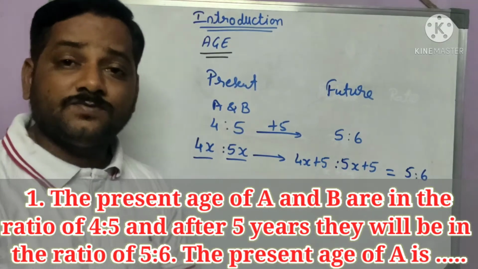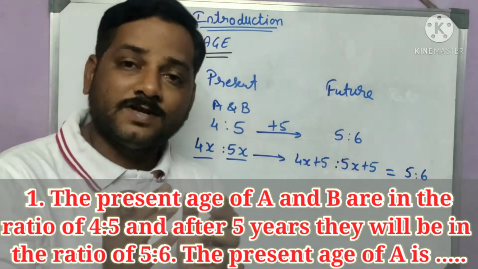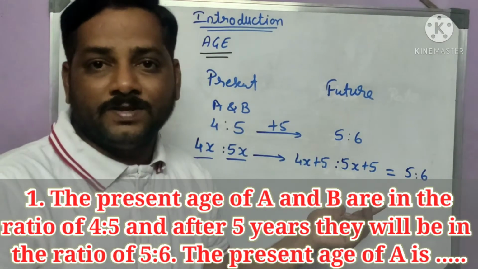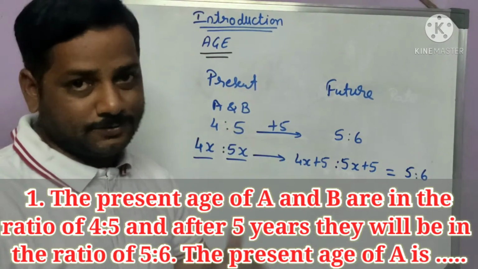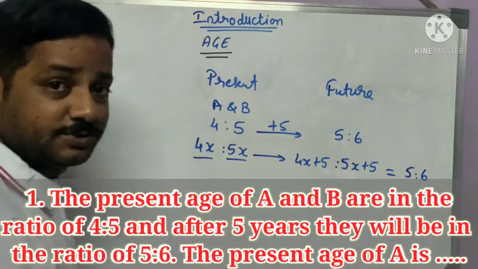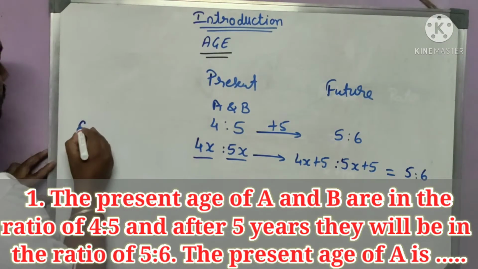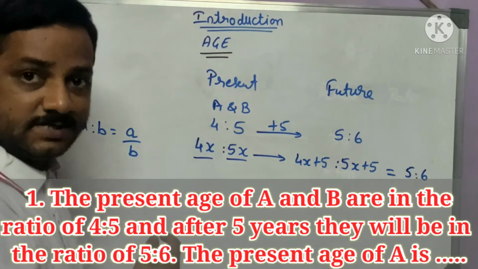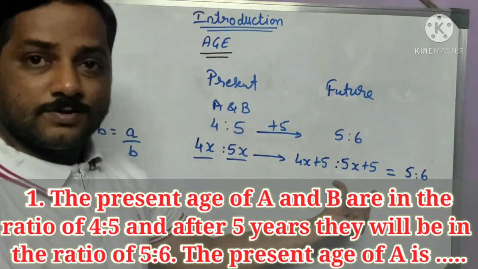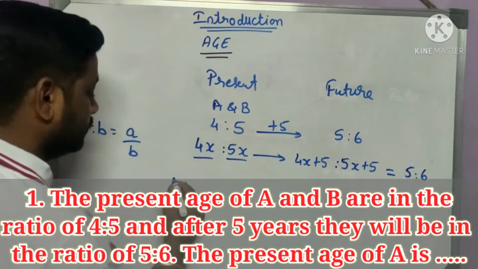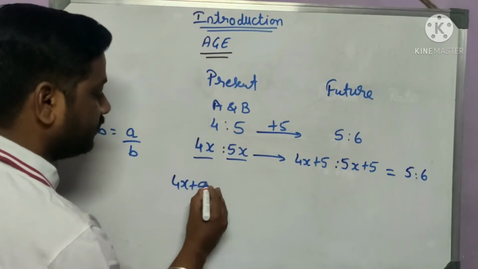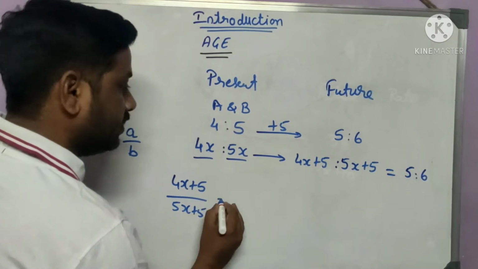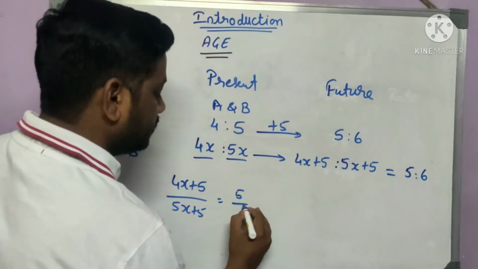Now you have to simplify that. Once you simplify this, we get a value for x, and after getting the value of x, substitute it here and get the age of A. You can get the age of B also. So let's see how to substitute this. We have a simple concept: A is to B can be given as A by B, A divided by B. Same concept you apply here. 4x plus 5 divided by 5x plus 5 is equal to 5/6.